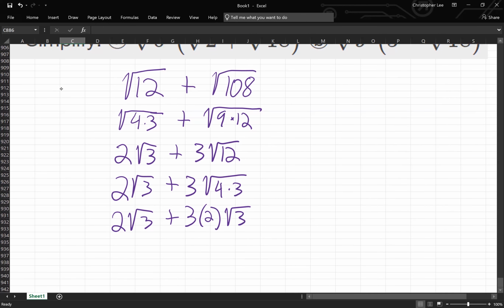I'm making it a lot more than what it is. And then 3 times 2 is 6, right? So this is 2 square root 3 plus 6 square root 3. They have the same radicand, the same index. Add these up. This is 8 square root 3. Final answer.